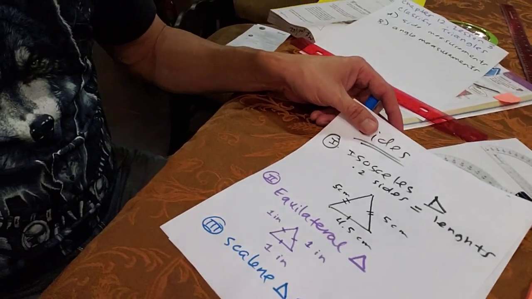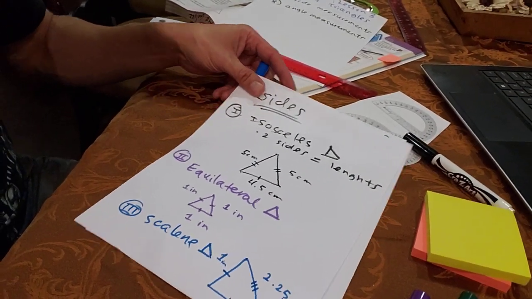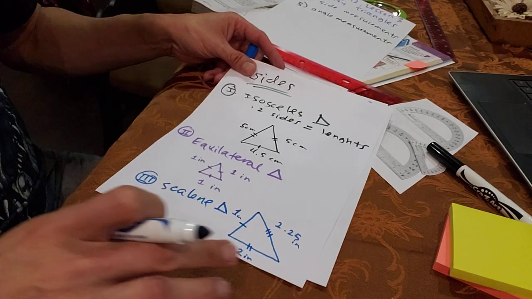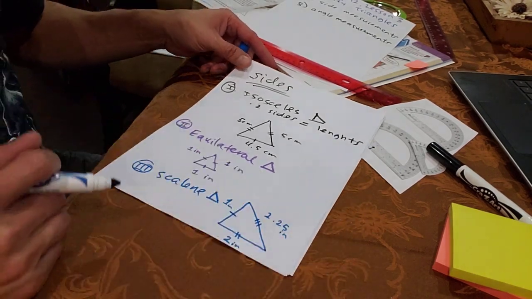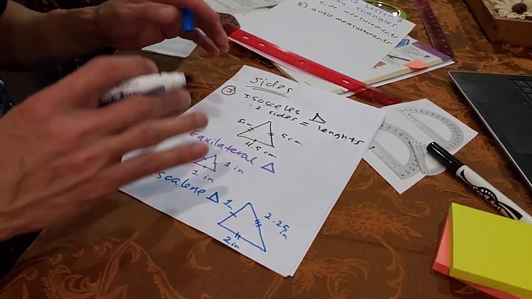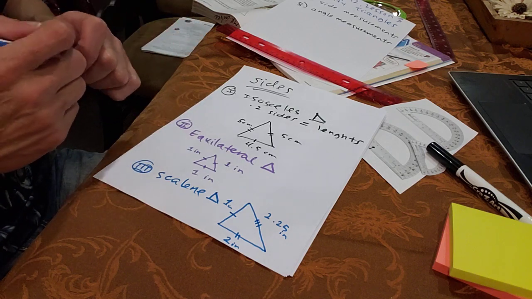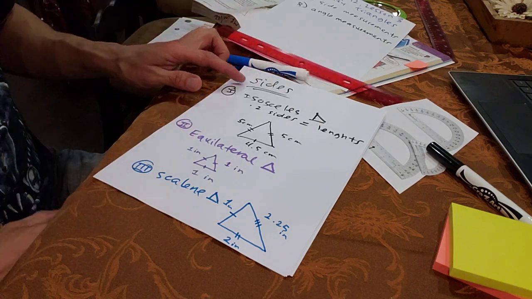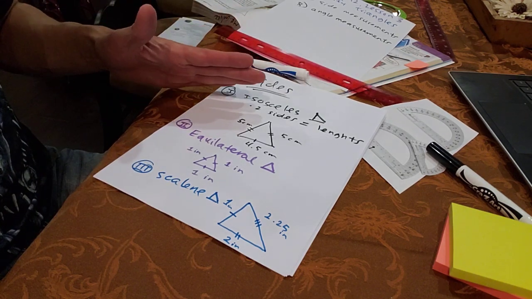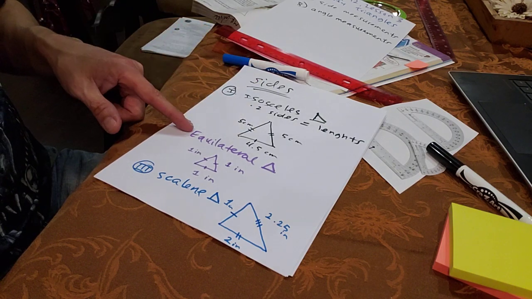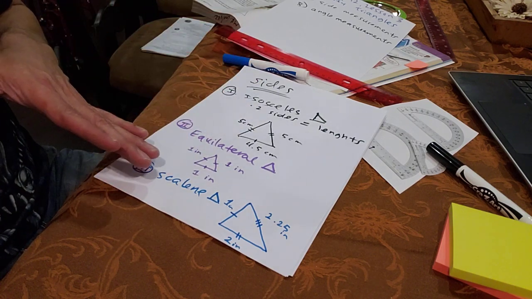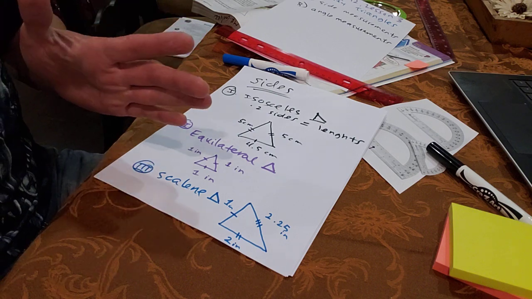Let me get this over here, so we can see a little better. There we go. So triangles classified based on sides: we've got the isosceles, 2 sides equal. The equilateral, all sides equal. And the scalene triangle, no sides are equal in length.